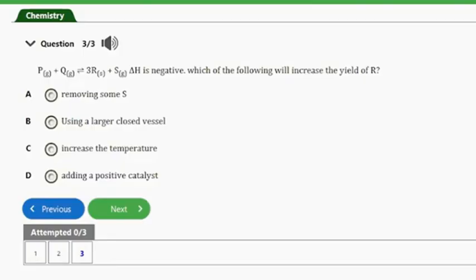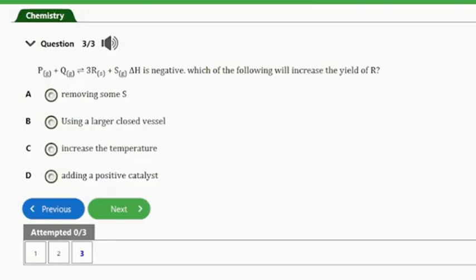According to Le Chatelier's principle, if a dynamic equilibrium is disturbed by changing conditions, the position of the equilibrium moves to counter the change. Already we know this principle. In this case, removing some of the S, which is actually on the product side, will shift the equilibrium to the right, increasing the yield of the product. So the correct answer to this question will be option A.